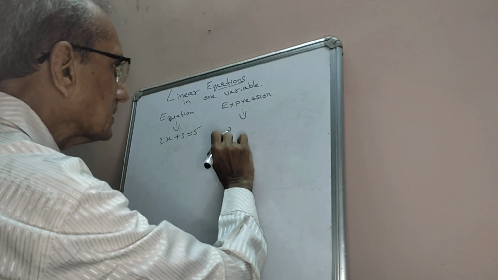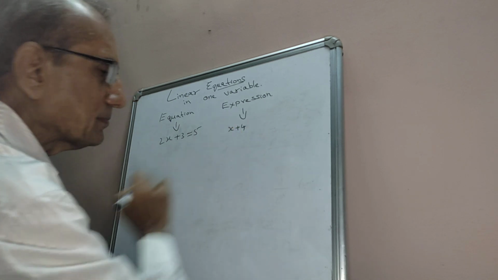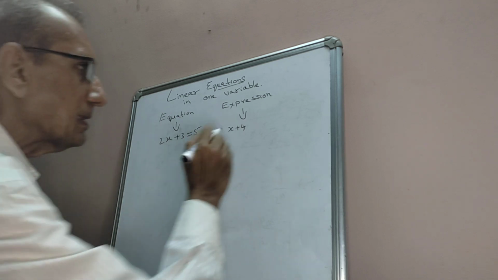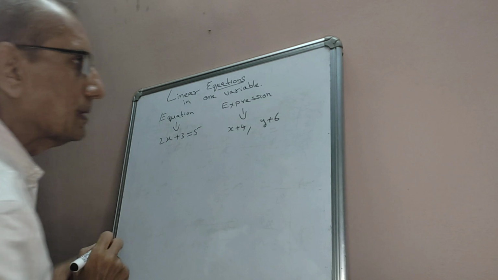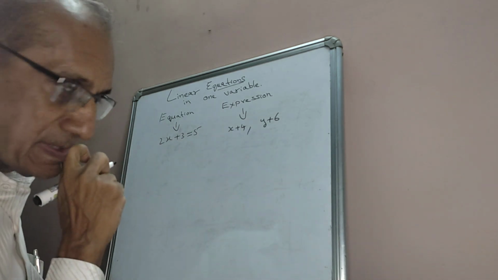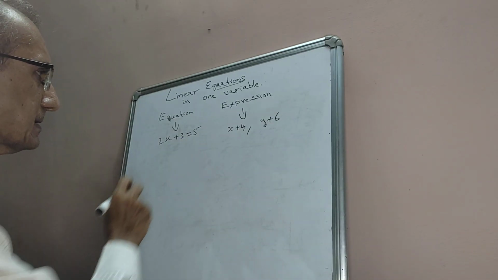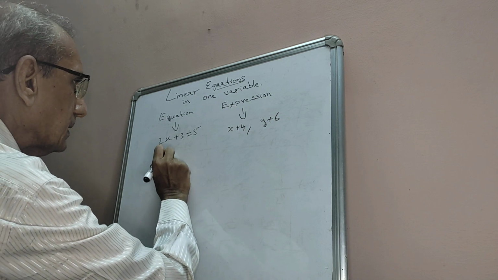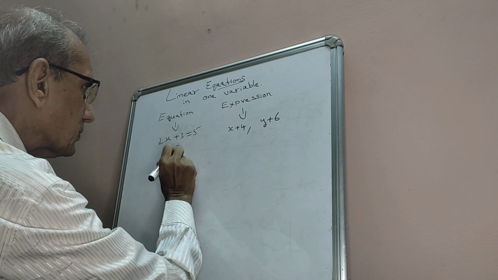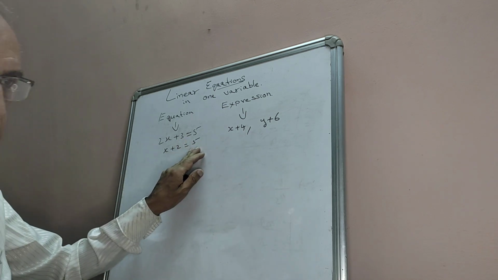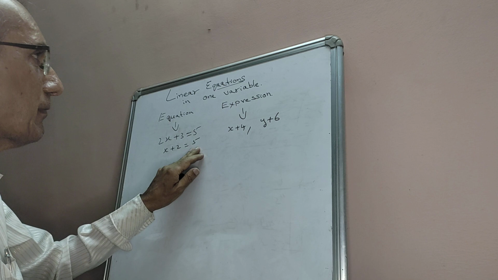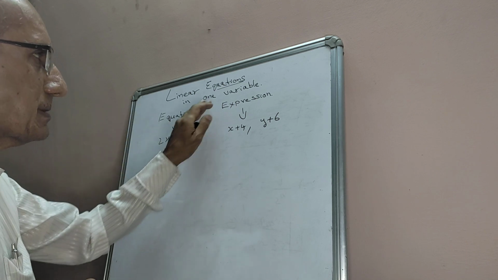And how about an expression? An expression is just x plus 4, y plus 6. So these are called expressions, but things like x plus 2 is equal to 5 are called equations. Okay, so now we know what is an equation and what is an expression.